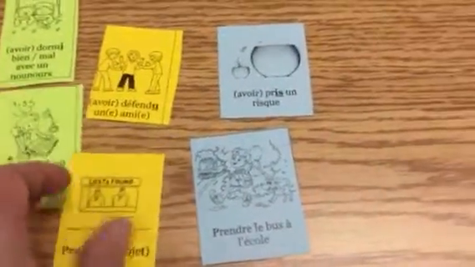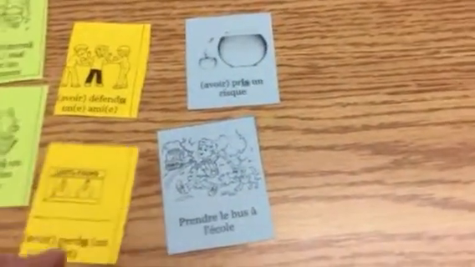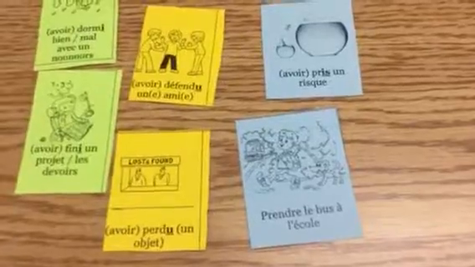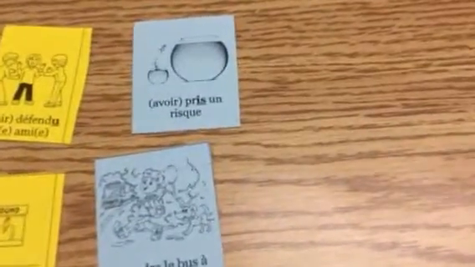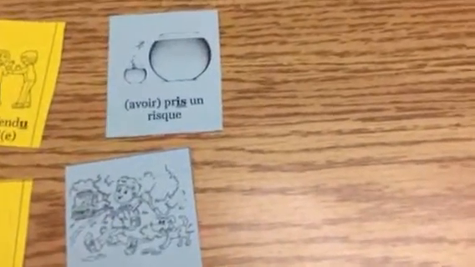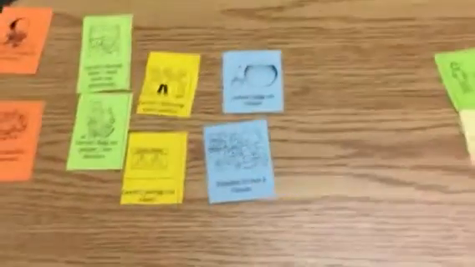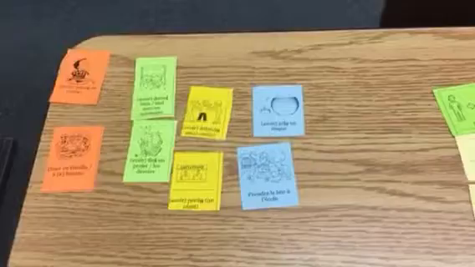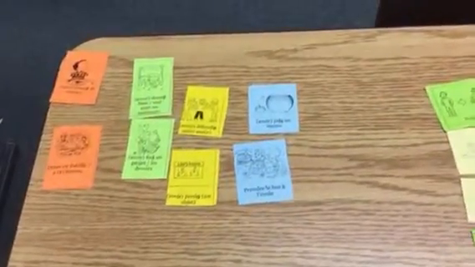J'ai perdu un objet, for example, mon téléphone. And there it is in the past participle. Prendre is always one of those that gets the kids, so I made a special blue card for them. And that verb reminds them that it's a special past participle.